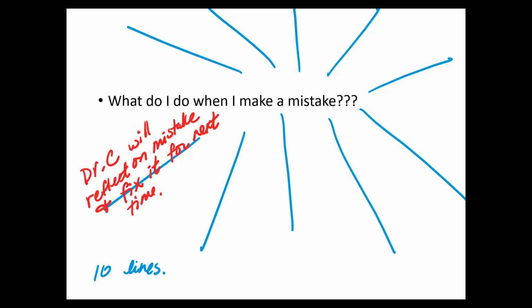So then what I want you guys to do is fill out your 10 on what you will be doing when you make a mistake. And this is your exit ticket for today. So there are 10 of them. So you'll be turning that in before you guys leave today. Okay.